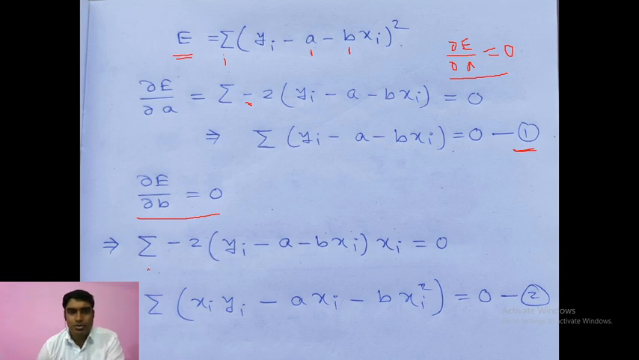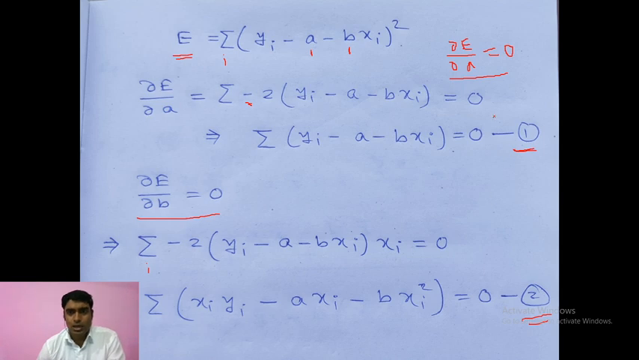As the sum is over i, xi is there inside the sum, and minus 2, as this is a constant, I can take out and neglect. So only the sum over this term will be there. Now if I multiply xi with the bracket, then I will get xi yi minus a xi minus b xi square, that is equal to 0, right. So I write this is equation number 2.